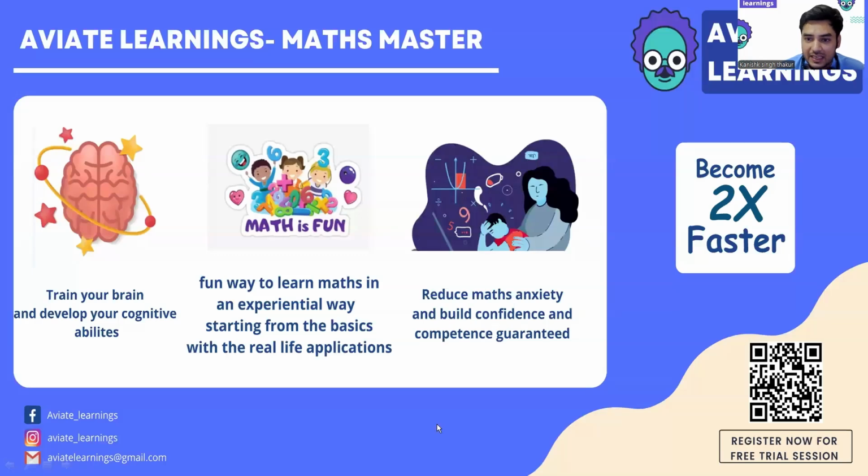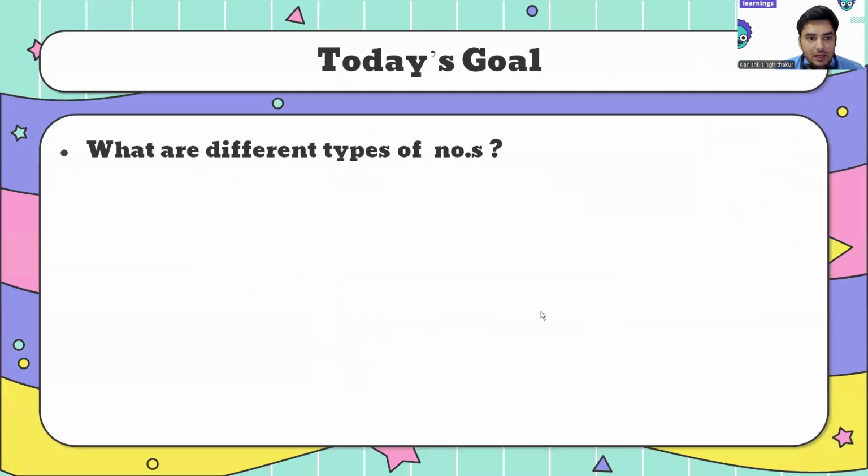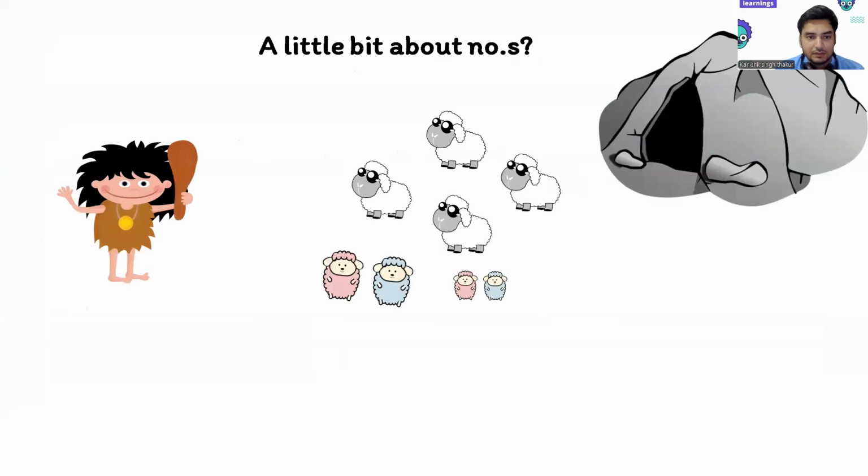So here are some key facts about the course that you'll be learning in a fun and experiential way. And obviously this will reduce your maths anxiety, right? And for the younger student, it really helps you to build confidence in faster addition. Okay, so what we'll be studying here: what are different types of numbers, counting numbers, addition numbers, and I'll tell you with the help of a story how maths happened, how these numbers came. Okay. And at the end, we'll be learning about the method of addition, faster addition, I mean, right?